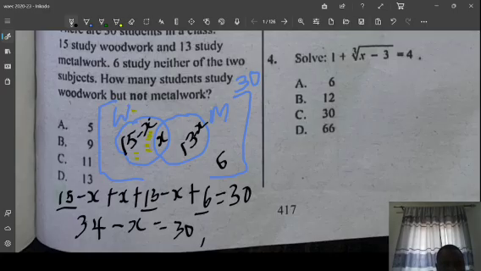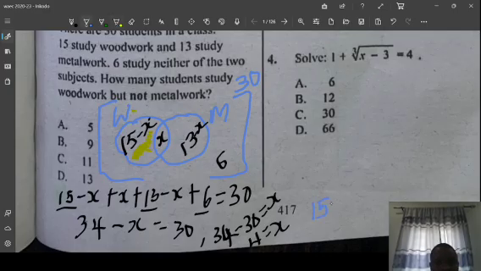When you move this minus x over to the other side, and you take the 30 over to join the 34, you are left with 34 minus 30 is equal to x. So that means 4 is equal to x. So if x is equal to 4, then now we can go back to our original equation here and get those who study woodwork alone without metalwork. So how do you get the final answer? All you need to do is just 15 minus 4 is equal to 11. So the answer is 11. There are 11 students that study just woodwork and no metalwork.